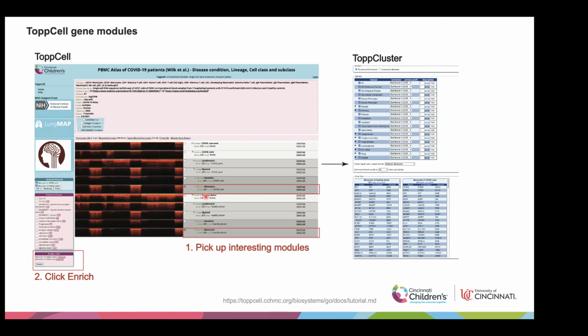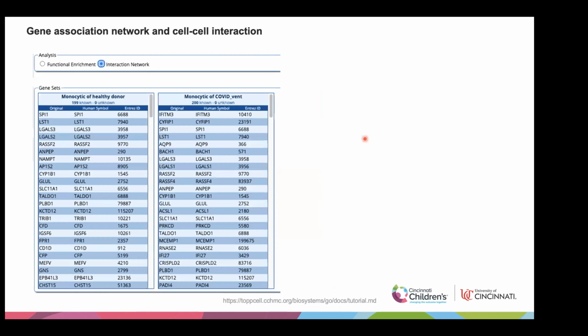For each interesting gene module, we use the default 200 differentially expressed genes for the definition of each gene module. For each gene module, you can click it and send it to ToppCluster or ToppGene for enrichment. In ToppCluster, you can use functional enrichment to get a side-by-side comparison of different functional enrichments for different gene lists. Or you can also click the interaction network to see the gene interaction network or protein interaction network.